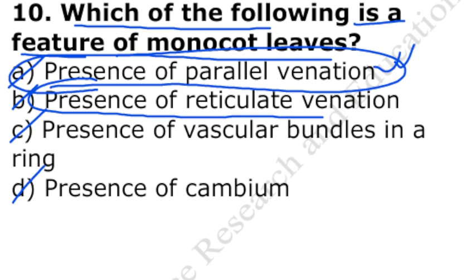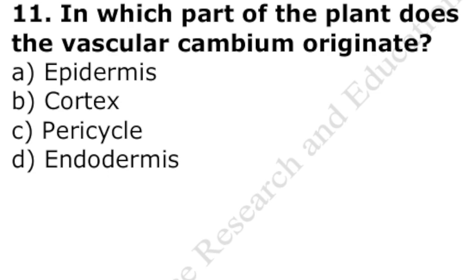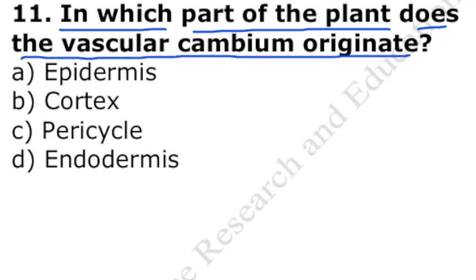For example, like in banana, we see parallel venation type. In which part of the plant does the vascular cambium originate?